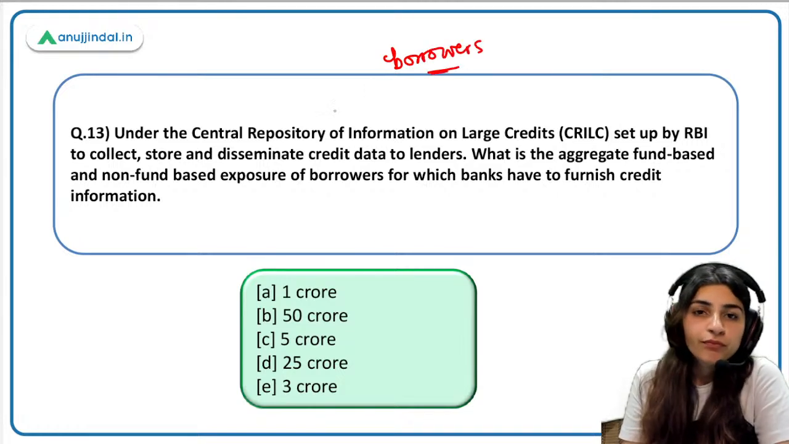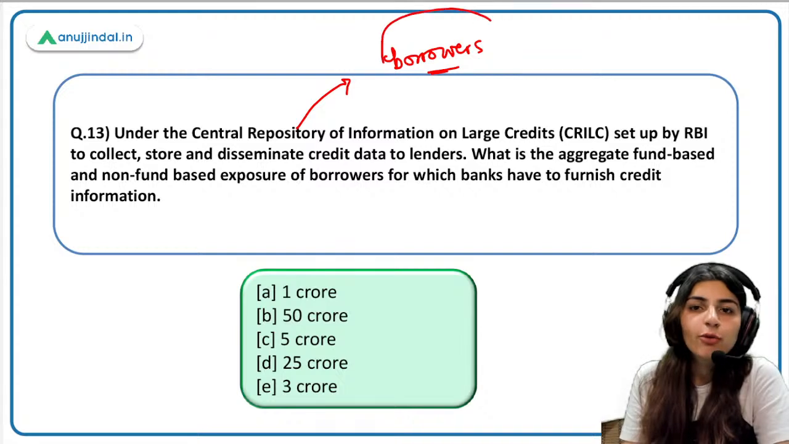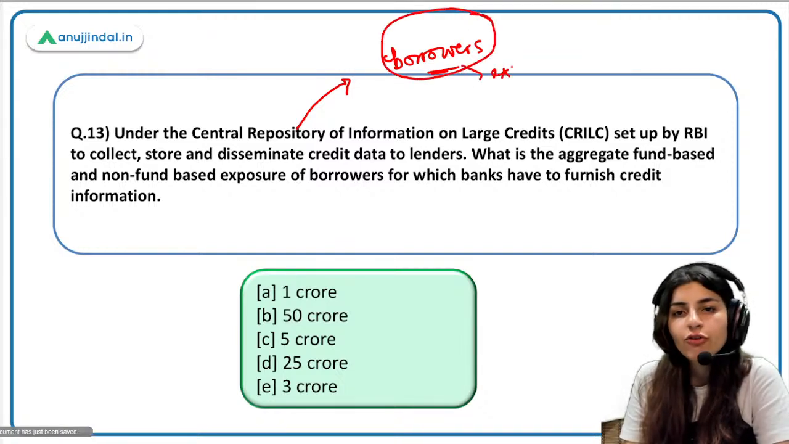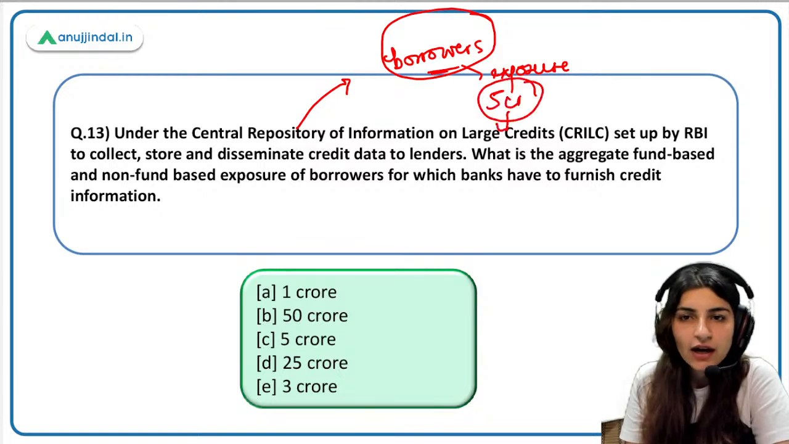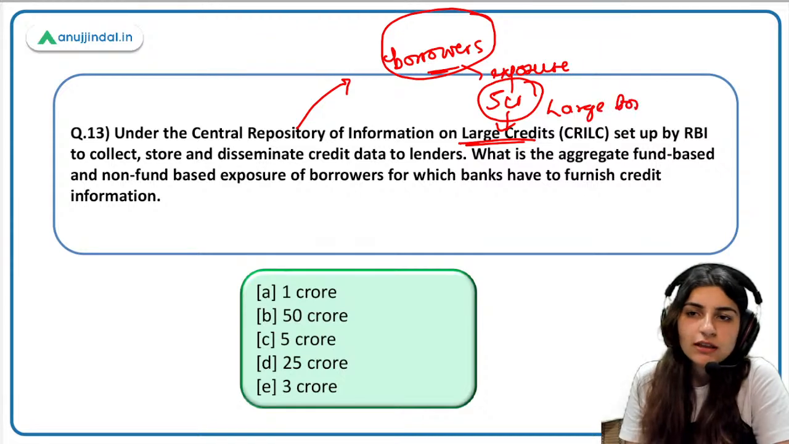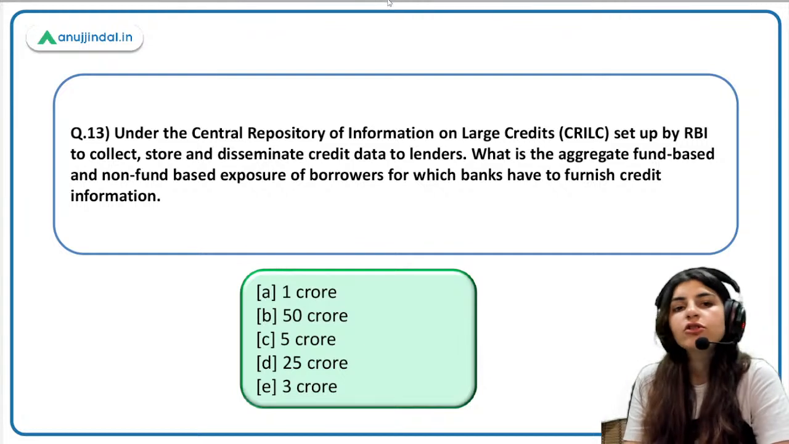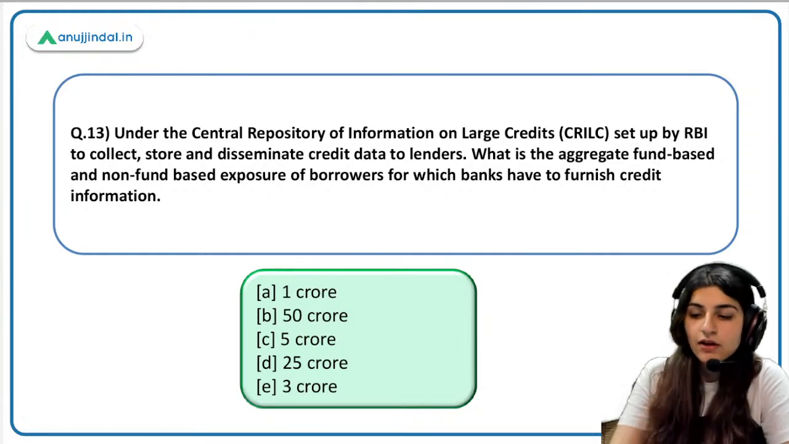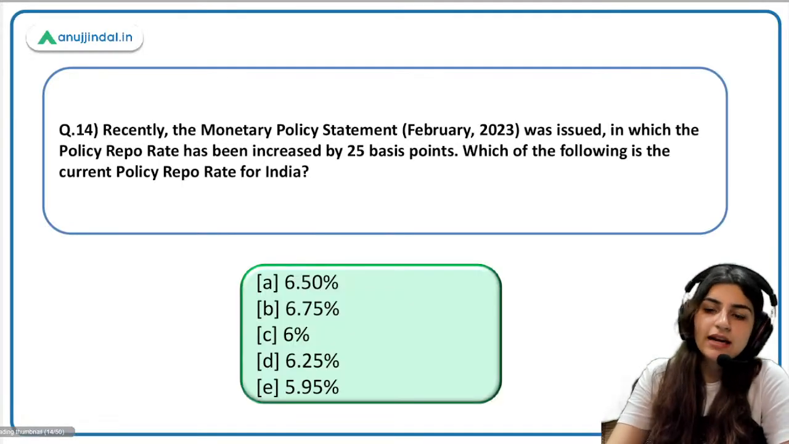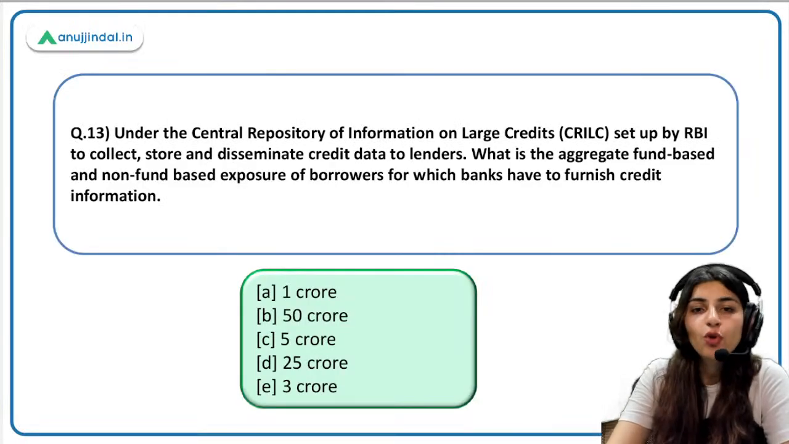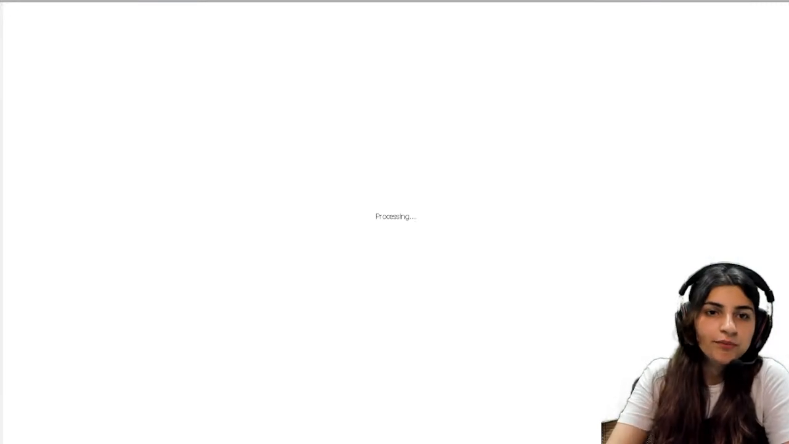So yes, information of borrowers. What should be the exposure of borrowers? This should exceed 5 crore. That is when they are known as large borrowers. And the correct answer here is 5 crore. When their exposure exceeds 5 crore, that is when the borrowings are more than 5 crore, then banks have to provide information about various borrowers on CRILC.